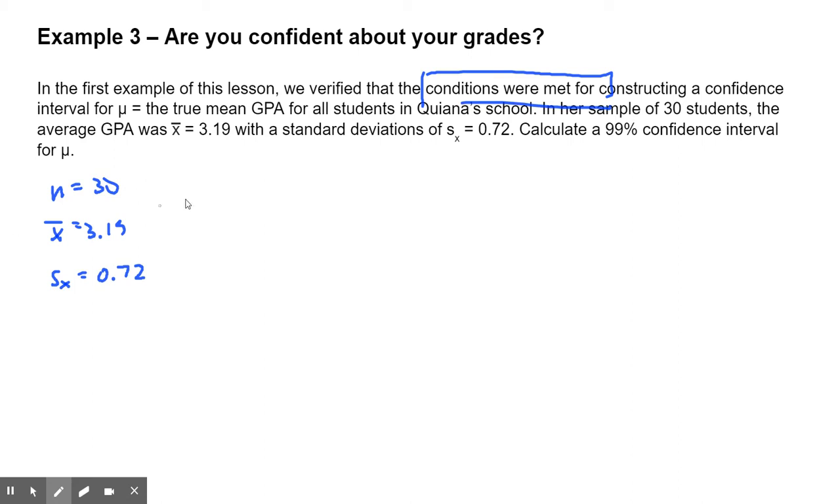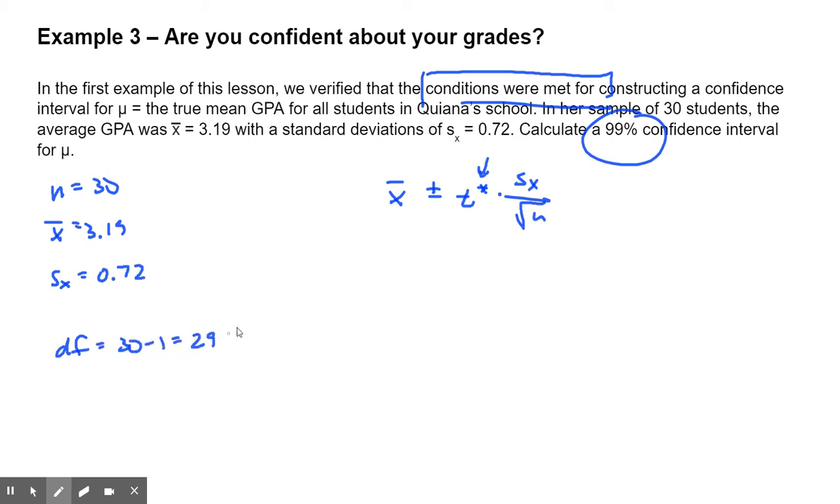So now we need to start building our confidence interval. To build this confidence interval, x bar plus or minus t star times Sx over the square root of n, all I need is my t star value, and that comes from table B. So a couple things. First, the confidence level is 99%, and your degrees of freedom is n minus 1, 29. So 99% and 29. Let's go look.